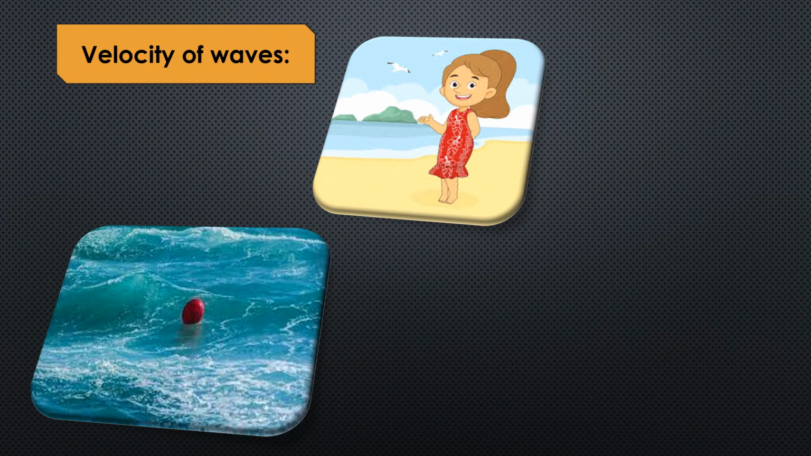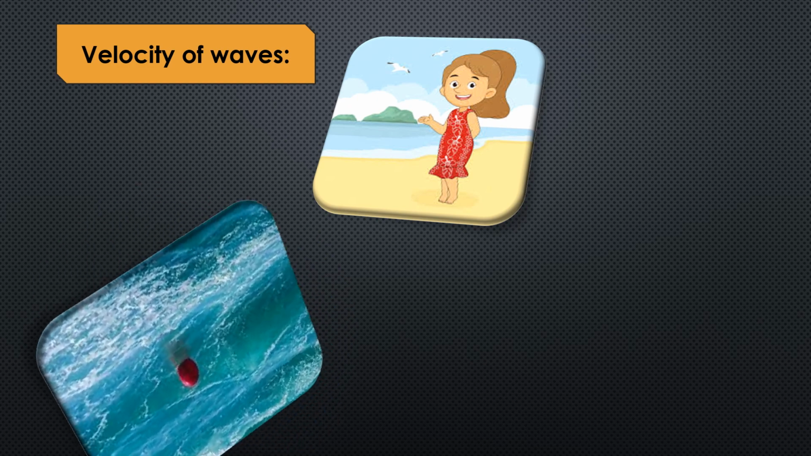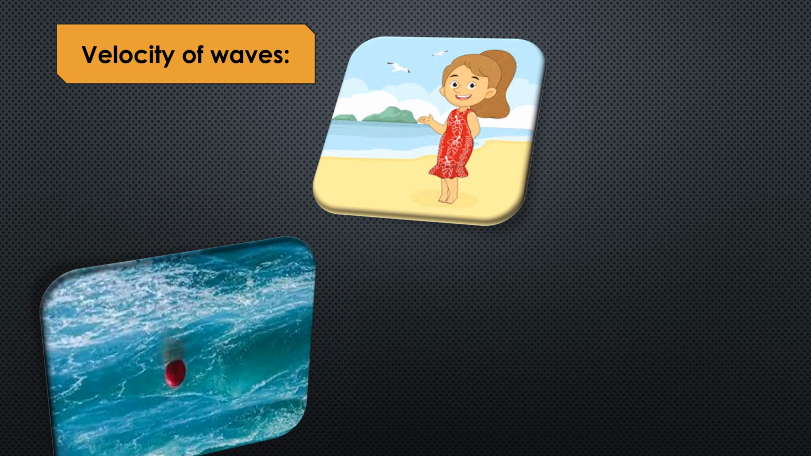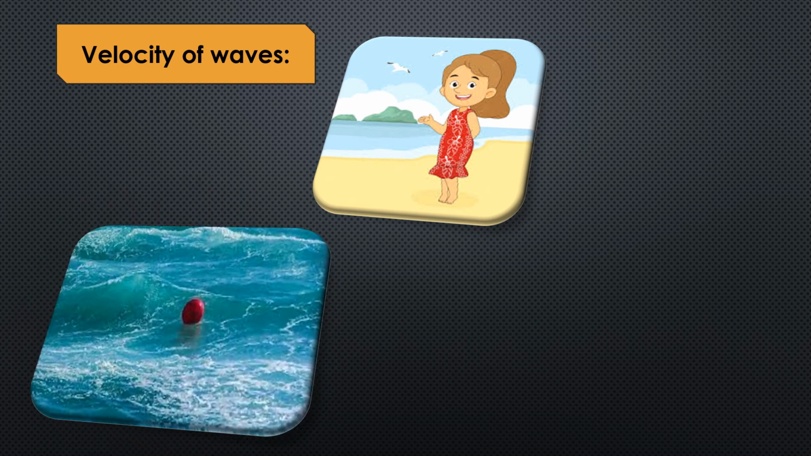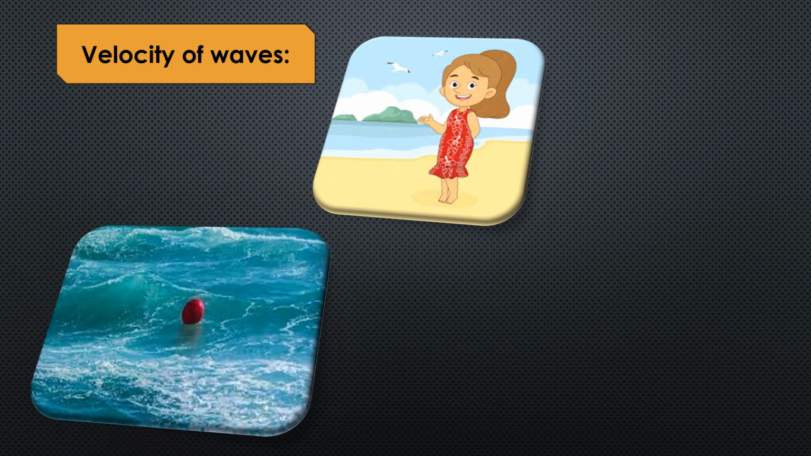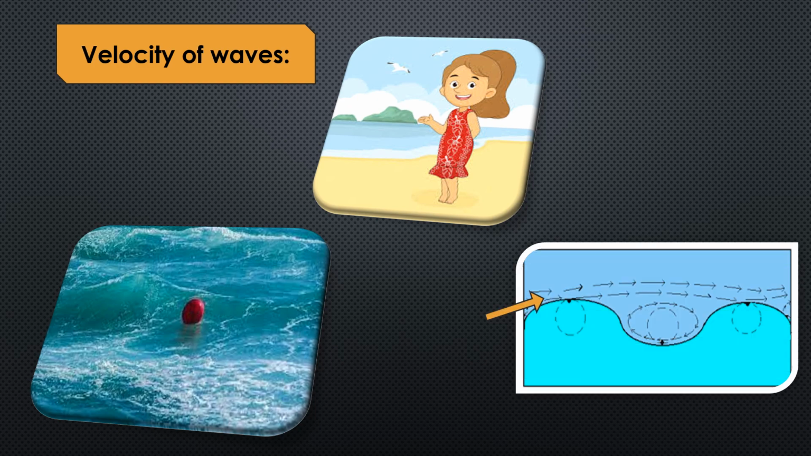If we stand at the coast, we feel the waves are coming towards the coast. If a floating object is thrown at a distance in the sea, we find the object moving up and down at the same place. It does not come to the coast. It means the water forming the wave also does not come to the coast. Remember that the water in the wave does not move. What moves is the energy.